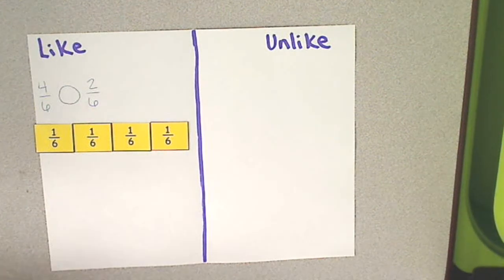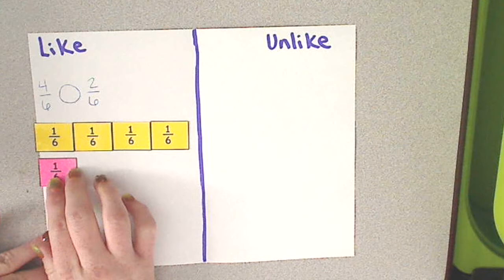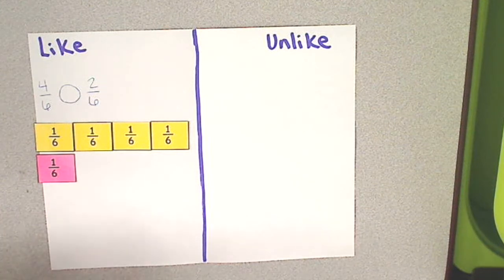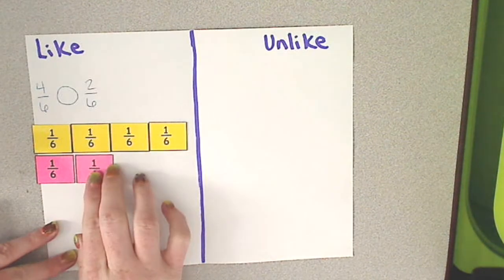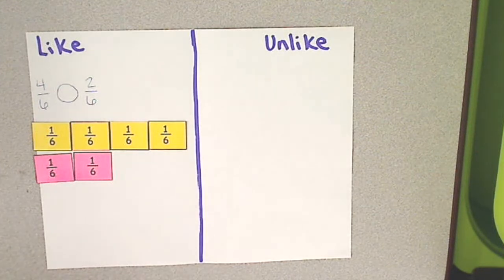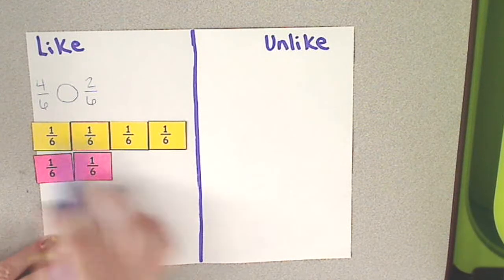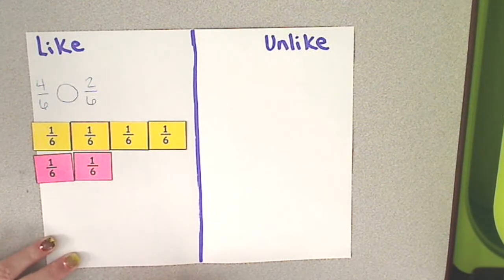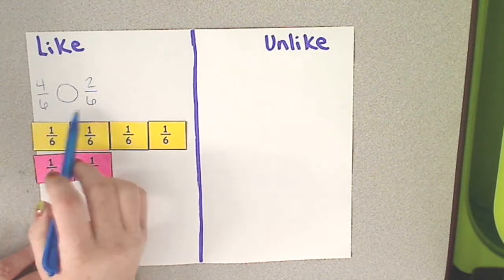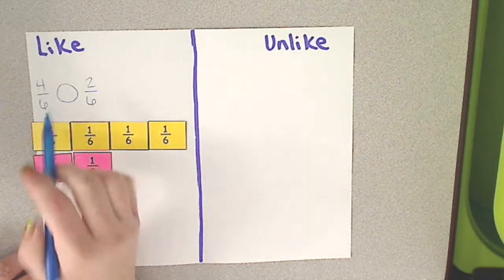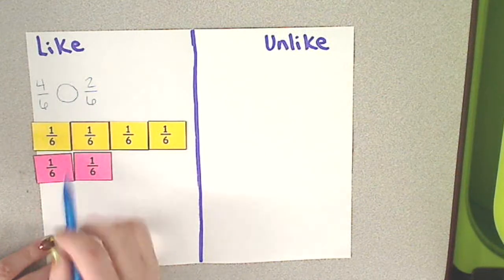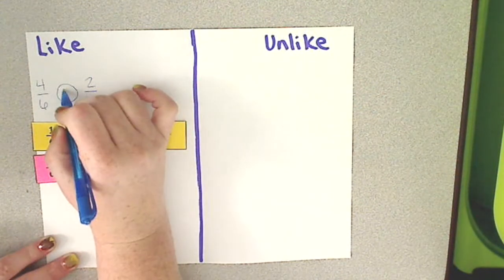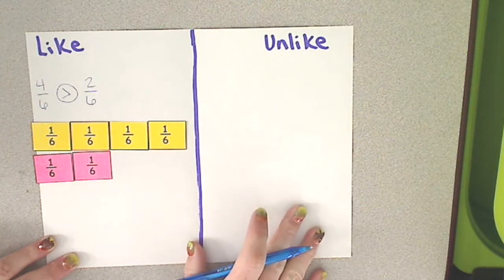And then I need to compare it to 2/6. 1 and 2. Looking at them visually, I can compare them because the pieces are the exact same size. It makes sense to do so. So in this case, I don't have to change anything on my fraction. If the denominators are the same, then all you have to do is compare the numerator. And in this case, 4/6 is greater than 2/6.